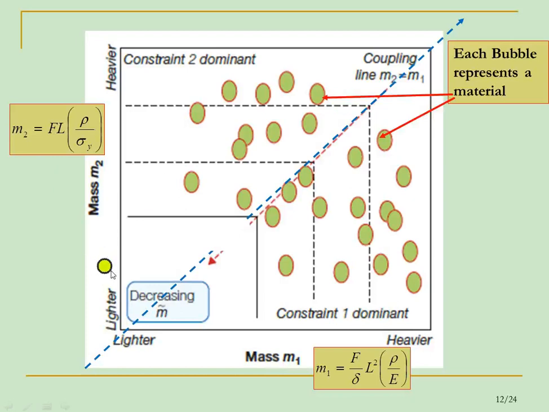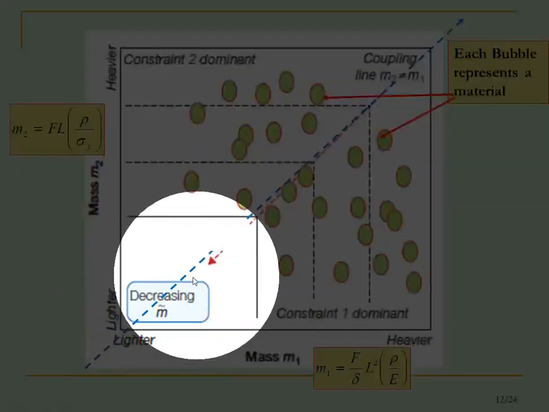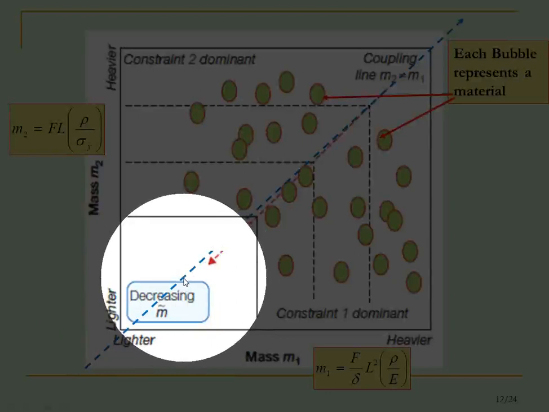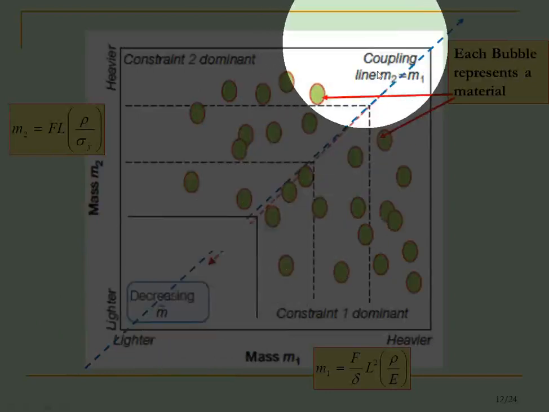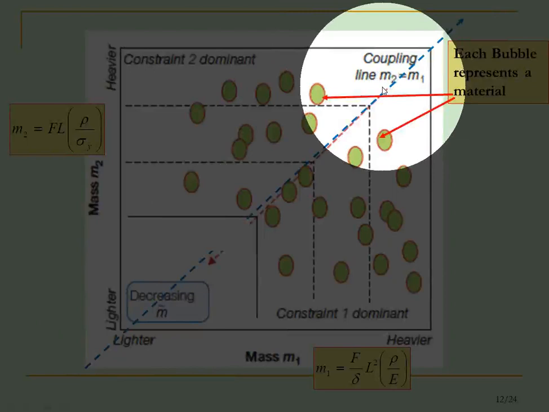And obviously our search area, because it is a minimum mass design, happens to be here. This is where our search area actually is. We don't want to look for materials in this region, because here the mass M1 for constraint number 1 and constraint number 2 both are high.